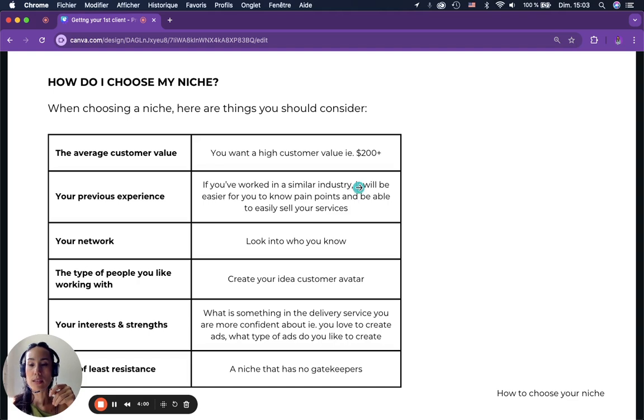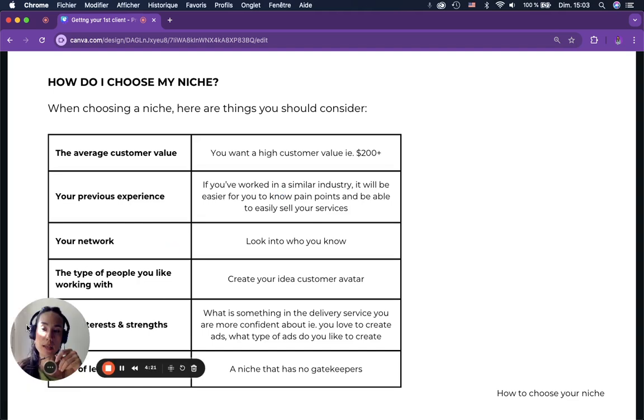Your interests and strengths. So you want to think about what is something in the delivery service that you are more confident about. Do you love to create ads? What type of ads do you like to create? Right, like what if you're interested in design or marketing, where are your strengths?